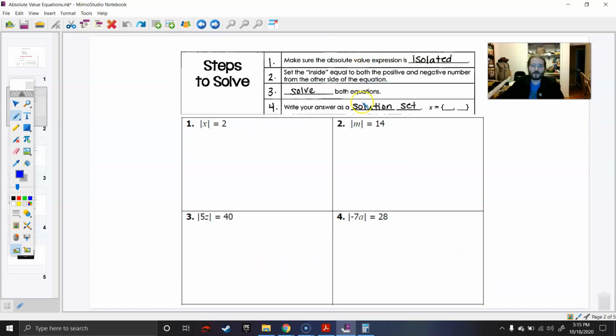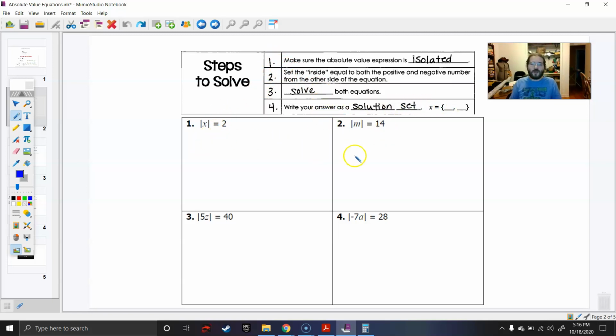Alright, so steps to solve for these. You're going to make sure your absolute value expression is isolated. Then we're going to set the inside of our absolute value equal to both the positive and negative numbers from the other side of each equation. And then we'll solve both equations, and then we'll write our solution set in brackets.